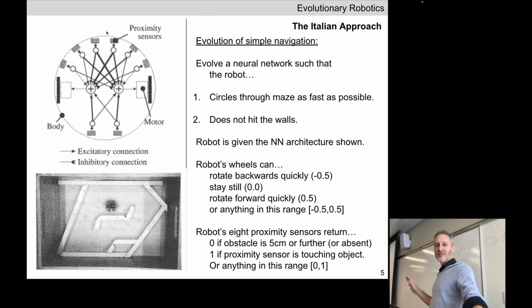So 6 of these sensors on the front of the robot, 2 on the back, and you can see there are synapses that connect every proximity sensor to the 2 motors, left motor and right motor. So we've got 8 sensors, 2 motors. If you think of this as a neural network, we have 8 input neurons, 2 output neurons, and a connection from every input neuron to every output neuron.